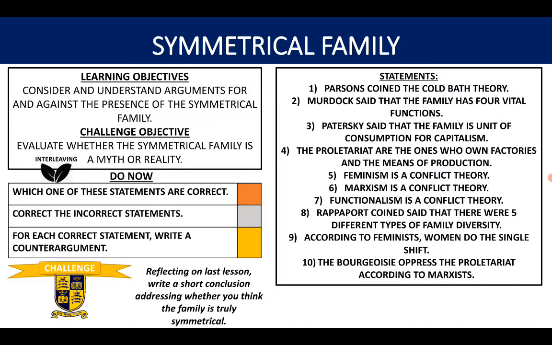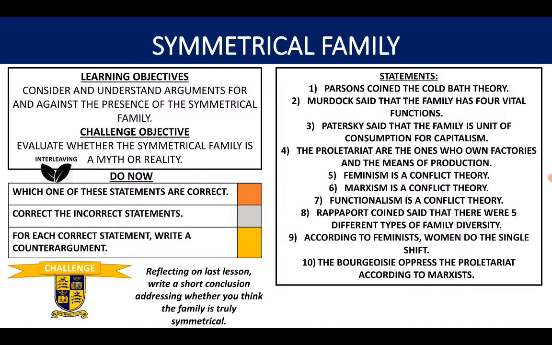Number 8, Rappaport coined or said that there were 5 different types of family diversity. Number 9, according to feminists, women do the single shift. And number 10, the bourgeoisie oppress the proletariat. So we'll work our way from the top.